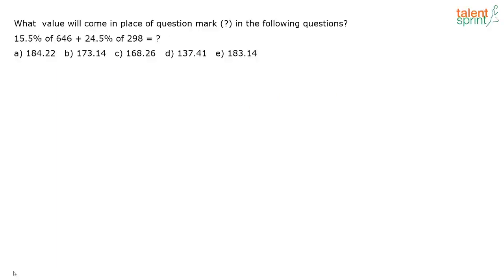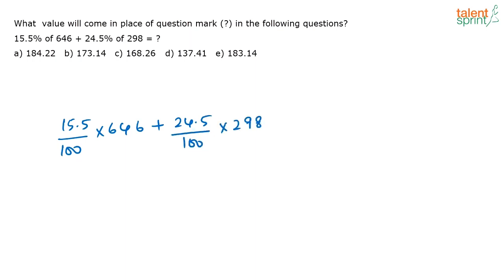What value will come in the place of the question mark in the following question? As I said, when such simplification questions come on percentages, one way will be to try and split the percentages. The other way is to try out the digital root method, because we have exact values here. So I'm going to try the digital root method to solve this question. 15.5 by 100 of 646 plus 24.5 by 100 of 298. So this is the question.